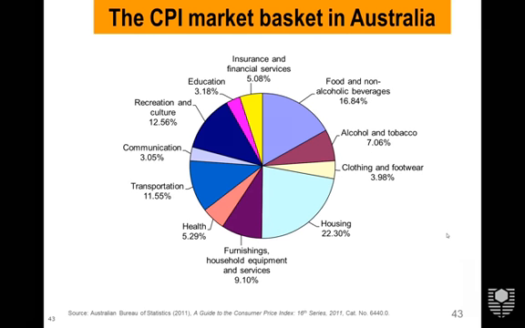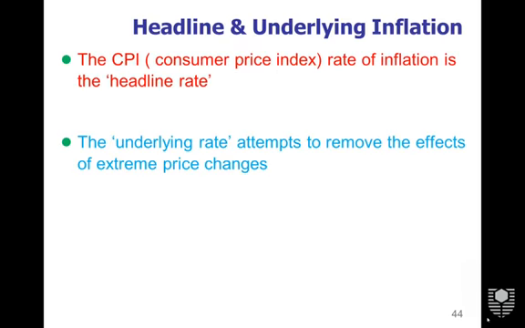Another example of CPI in Australia. So this is 2011. So food and non-alcoholic beverages 16.84%, alcohol and tobacco 7%, clothing we spent 3.98%, housing we spent 22% of the budget, furnishing we spent 9%, and so on. So basically this is a market basket of commodities, and whatever price changes would be happening in these cases, we'll generalize those price changes for the rest of the products as well.